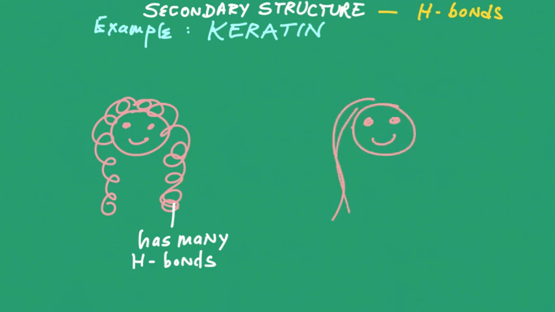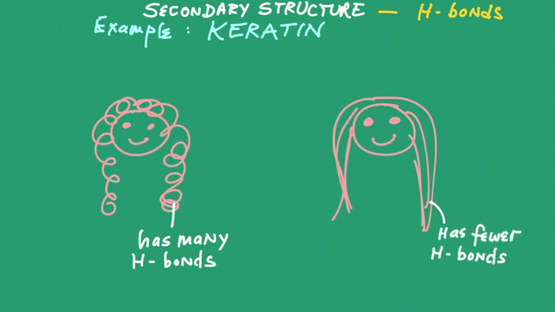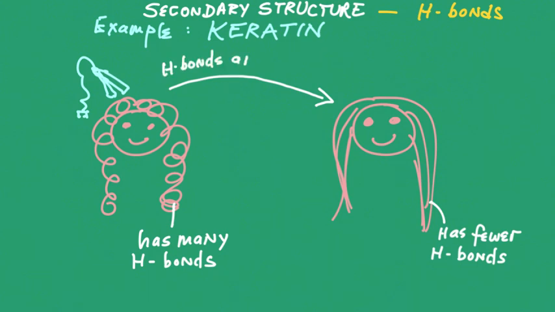Here's a person with straight hair. This person's keratin has very few hydrogen bonds. There's much fewer. Now let's say I have curly hair and I want to straighten it. What would I do? I would use a straightening iron that basically applies heat to the hair. What the heat does is to break up these hydrogen bonds. So if you break these hydrogen bonds, your hair can now become straight, temporarily, until these hydrogen bonds reform again.